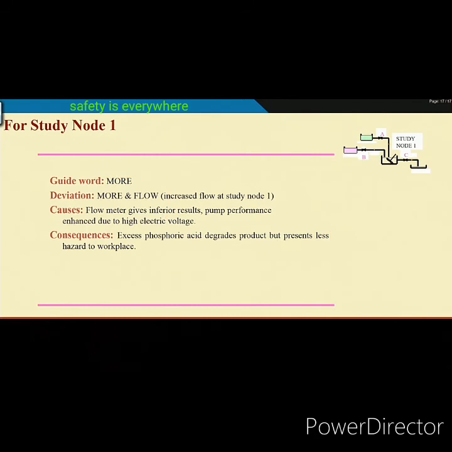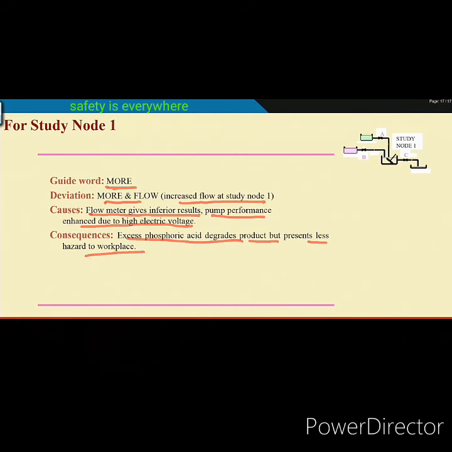what is happening here? More flow. Now, why more flow here? Increased flow at study node 1 is caused by flow meters giving inferior results, or pump performance enhanced due to high electric voltage. It is not automatic, a pump is used for this. So if there is more flow, excess phosphoric acid degrades the product, but presents less hazard at the workplace.